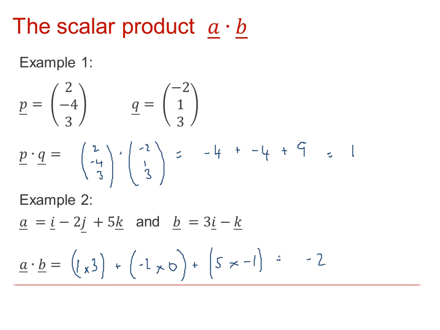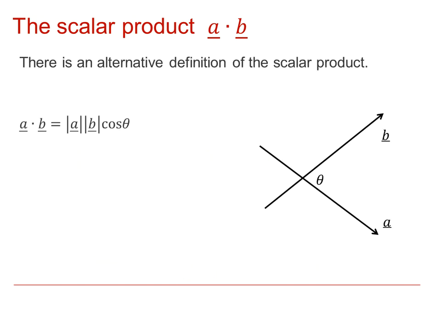There's an alternative definition of dot product, A dot B, which is to say that it's the modulus of A multiplied by the modulus of B and cosine of the angle between A and B. So on this diagram here we would have the modulus of A, the length of A, the length of B, and then multiplied by the cosine of this angle here.